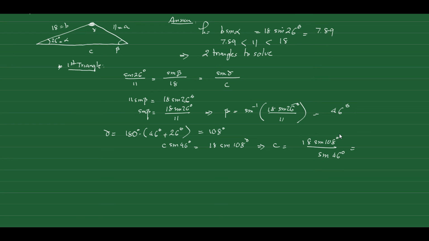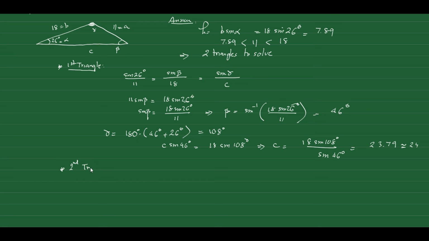Alright, divide by sine 46, which gives you 23.79. Okay, about 24. There's no unit. But that is just the first triangle, because we have two triangles, so we gotta solve the second one.